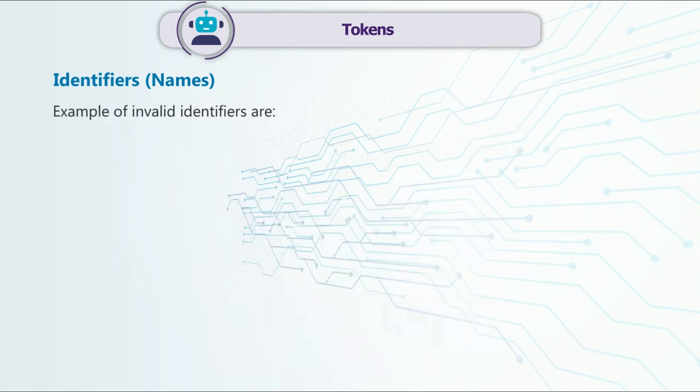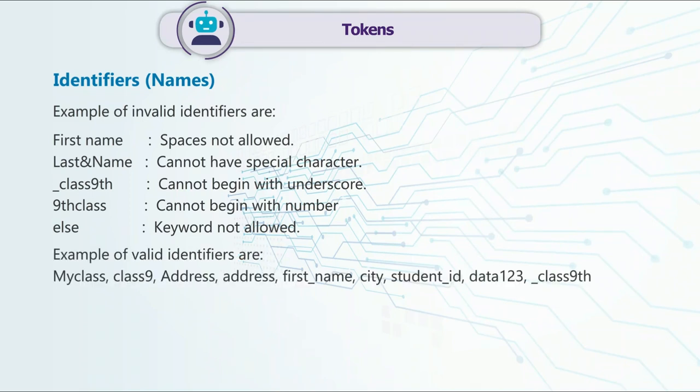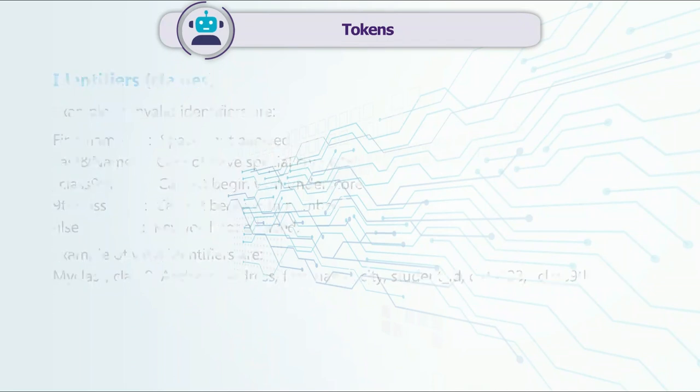Examples of invalid identifiers are: first name, spaces not allowed; last&name, cannot have special character; _class9th, cannot begin with underscore; 9thclass, cannot begin with number; else, keyword not allowed. Examples of valid identifiers are myclass, class9, address, first_name, city, student_ID, data123, _class9th.